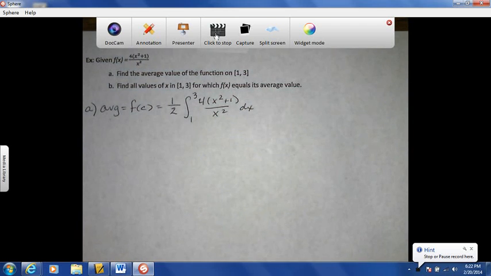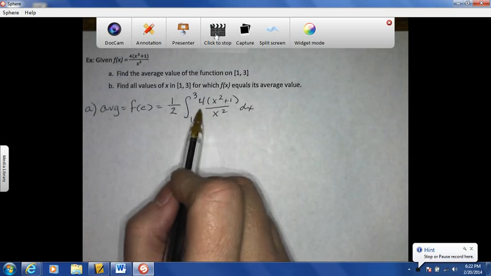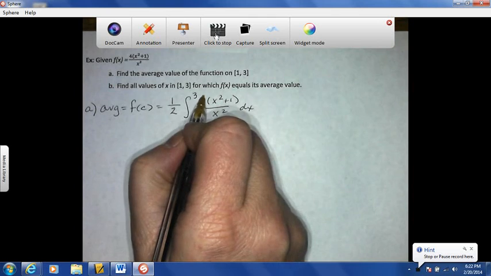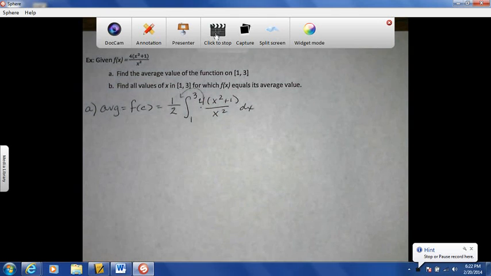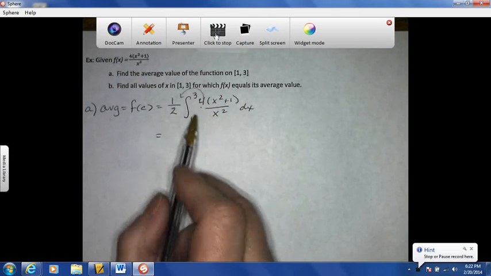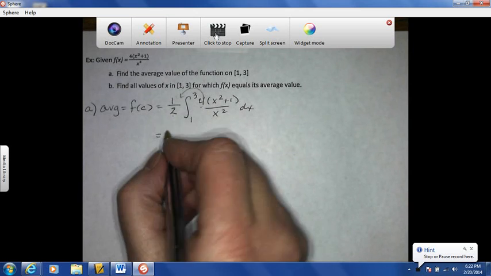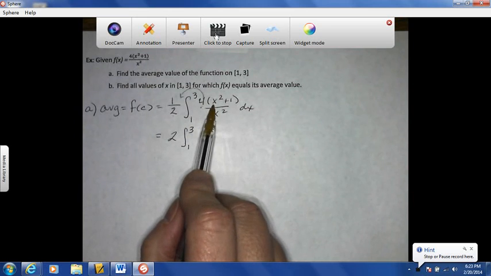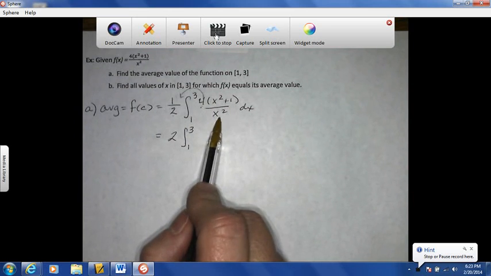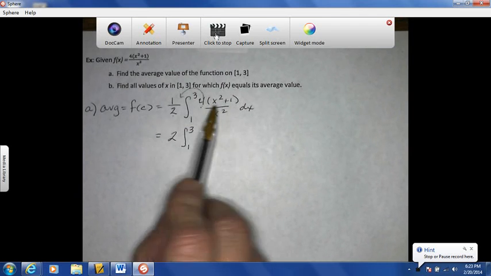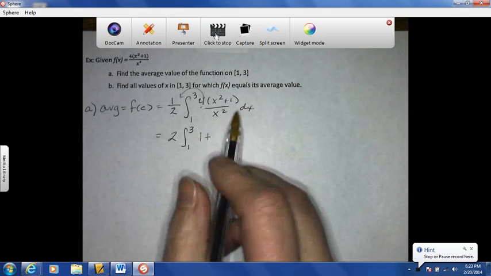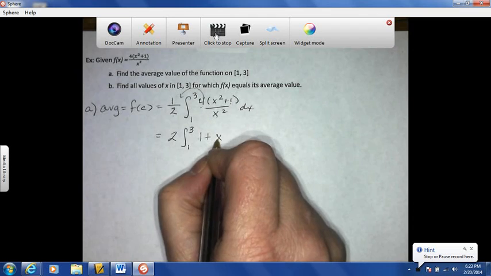Now, before I can actually integrate this, I am going to have to clean this up a little bit. This constant of 4 is a common factor to every term, so I'm going to go ahead and bring that outside of the integral. 4 times the 1/2 that's already out in front reduces to 2. Now, inside the integral still, we have x squared plus 1 over x squared. I do not know how to integrate a quotient, so I'm going to split my fractions up where we have x squared divided by x squared, that's 1, plus 1 over x squared, which is x to the negative second.